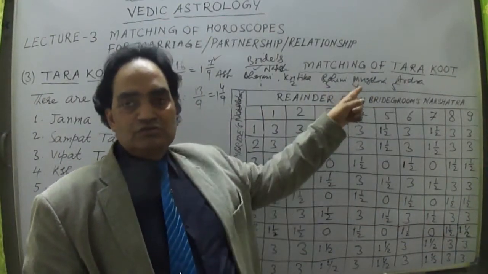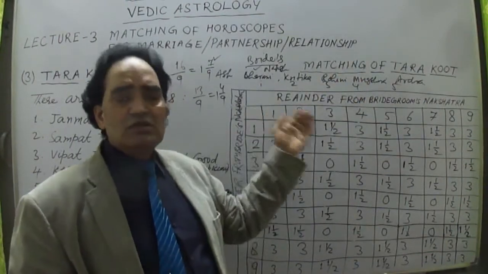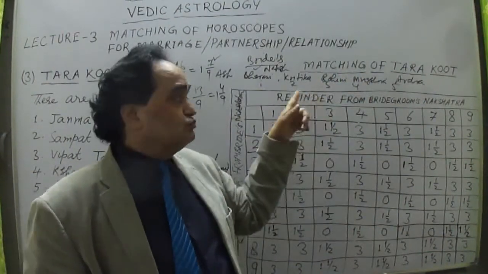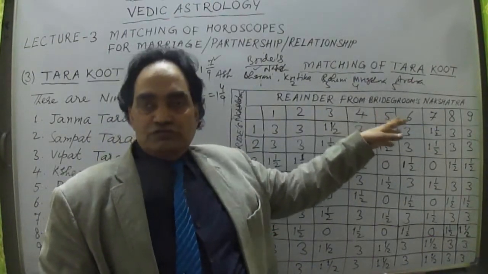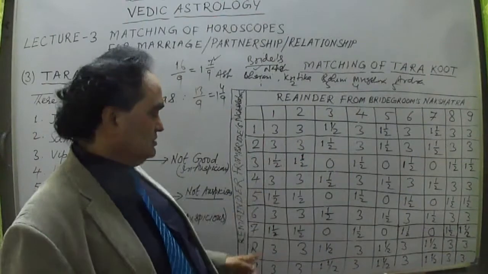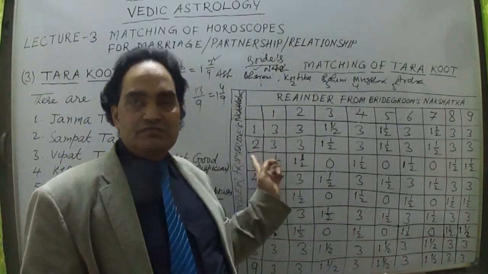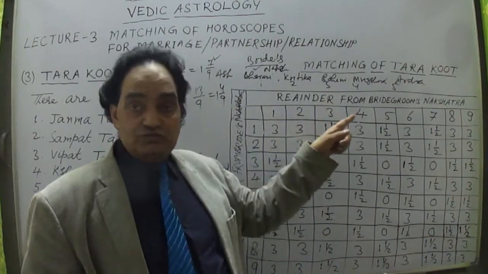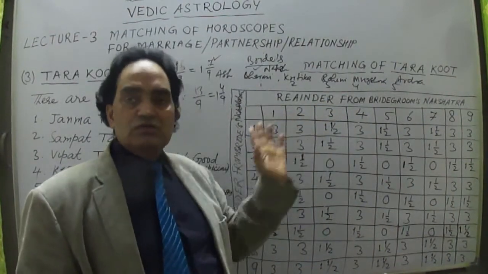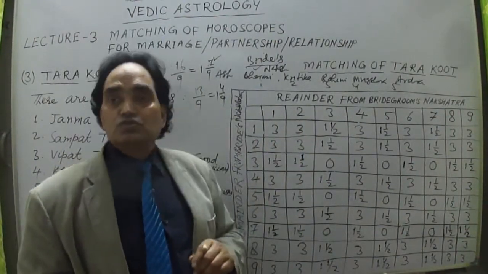Okay, this is the groom's nakshatra in this case, the moon's position. The remainder of the moon's nakshatra, right? The remainder from the bride's nakshatra to the groom's nakshatra, and this is the remainder from the groom's nakshatra to the bride's nakshatra. This is how the difference is calculated. Okay, this is how the process goes on.